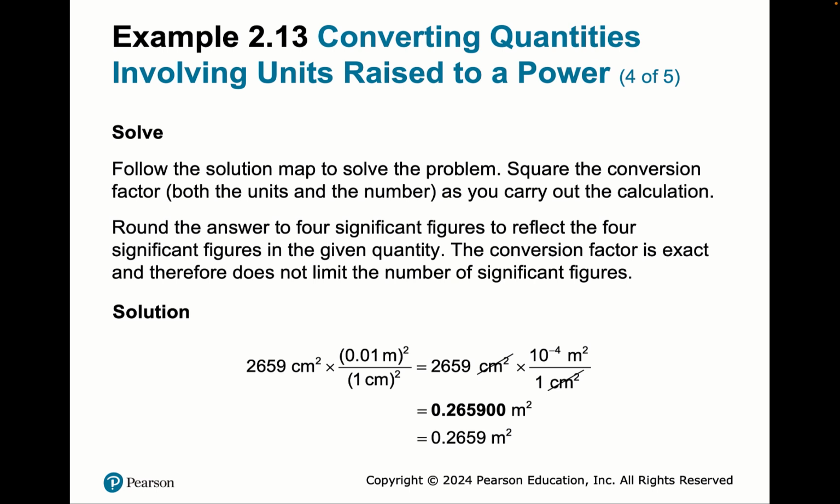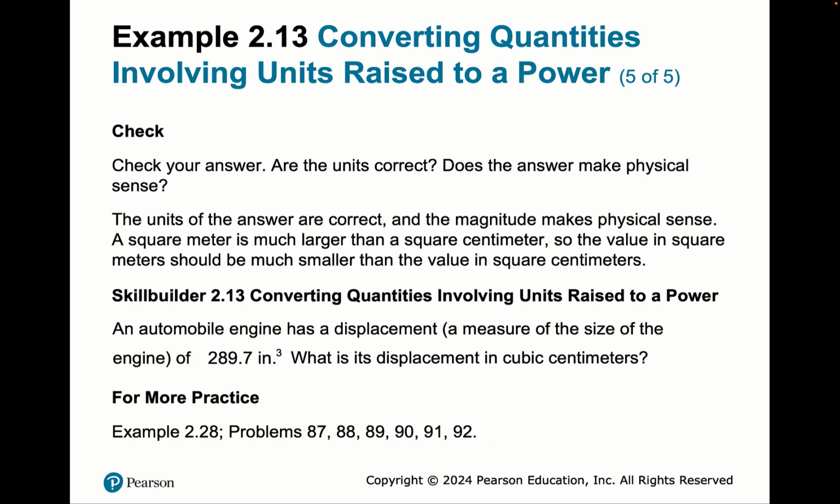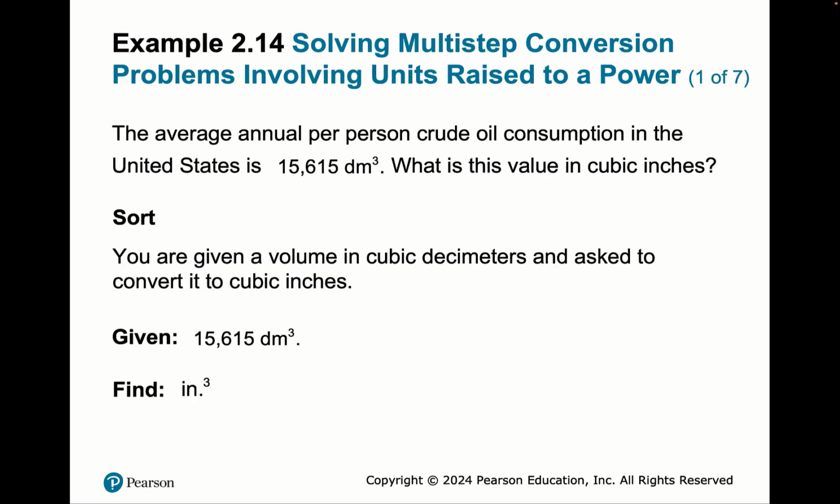So you put it in here, 2,659 square centimeters, and it's 0.01 meters per centimeter. I would probably put 1 meter is 100 centimeters when I do this, but this way works too. And then you get the answer to 4 sig figs, 0.2659 square meters. So does this make sense? Okay.